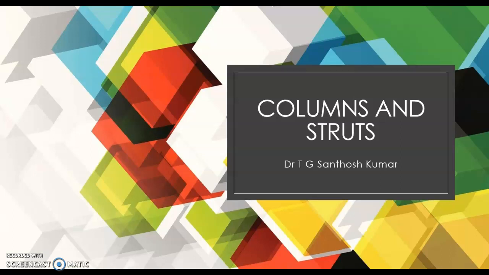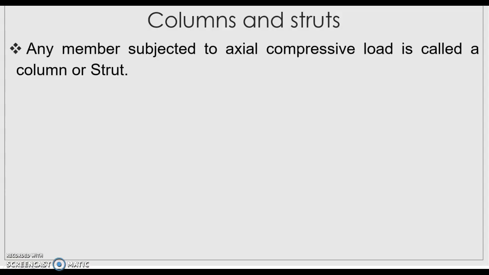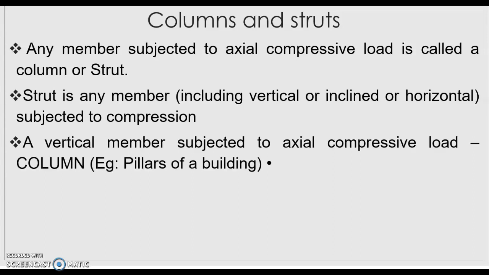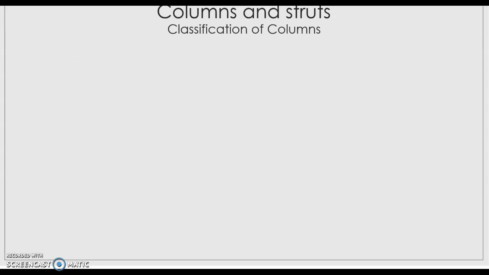Columns and struts. Any member subjected to axial compressive load is called a column or strut. A strut is any member, which may be vertical, inclined, or horizontal, subject to compression. A vertical compression member is known as a column, for example, a pillar of a building.